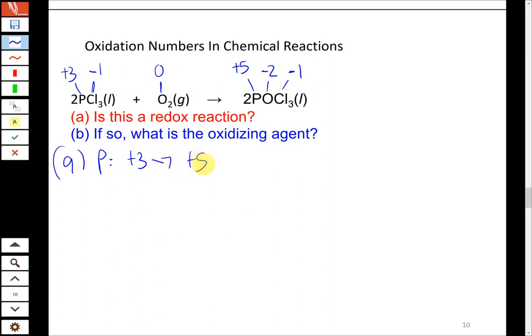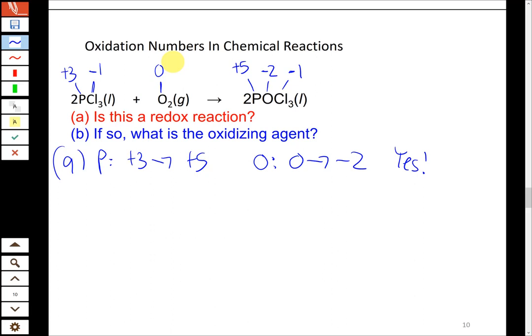And if you have one oxidation number that's getting bigger, you need to also have one that's getting smaller. Remember, they always happen together, oxidation and reduction. And oxygen we see is going from 0 to -2. So we have a pair of changing oxidation numbers, which you always will have in a redox reaction. And so the answer to this would be yes, this is a redox reaction. Anytime you see changing oxidation numbers from the reactant side to the product side, phosphorus going +3 to +5, oxygen going from 0 to -2, that identifies it as a redox reaction. So that part is done.